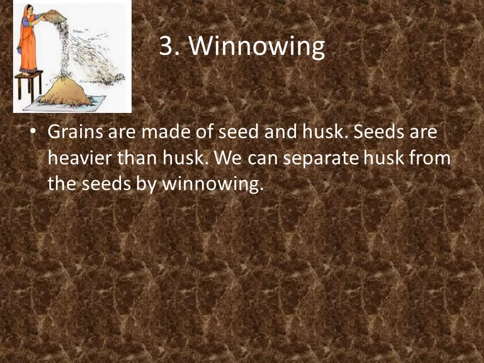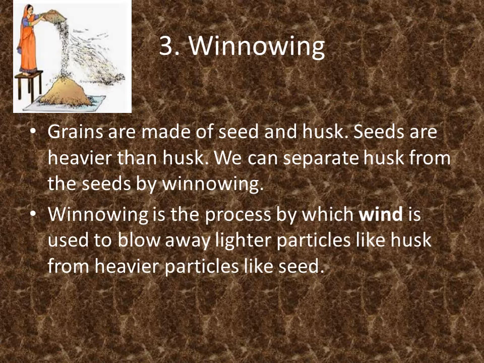Winnowing. Grains are made of seed and husk. Seeds are heavier than husk. We can separate husk from the seeds by winnowing. Winnowing is a process by which wind is used to blow away lighter particles like husk from heavier particles like seed.